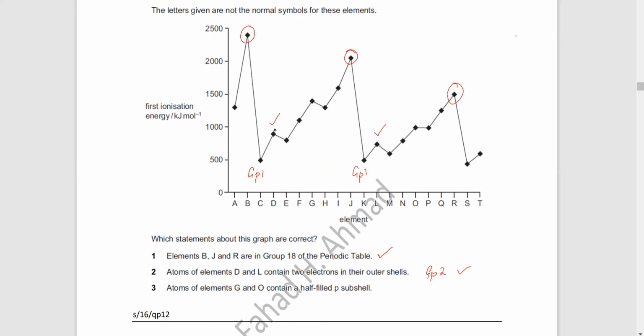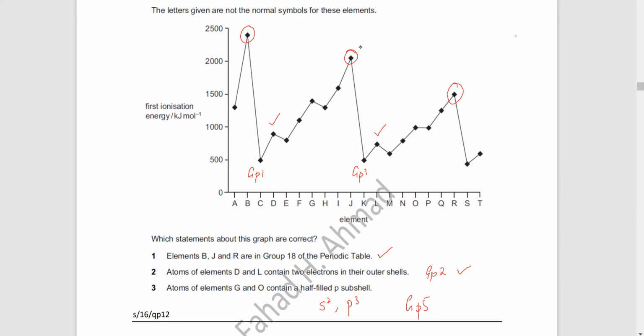The third one is atoms of elements G and O have half-filled p subshell. Now, which element has a half-filled p subshell? Which element had an electronic configuration of s2 p3? Remember group 1 was s1, group 2 was s2, group 3 was s2p1, s2p2, s2p3. So group 5, their electronic configuration, always remember that group 5 had an electronic configuration of s2p3.